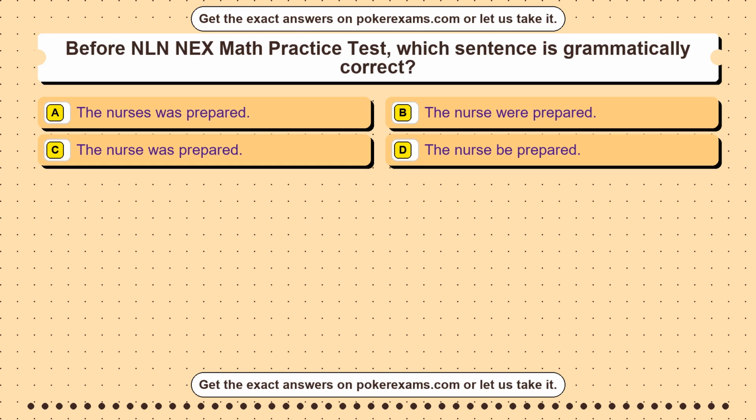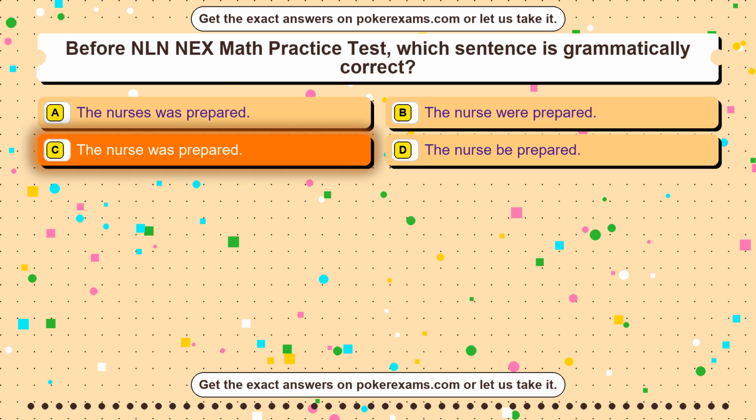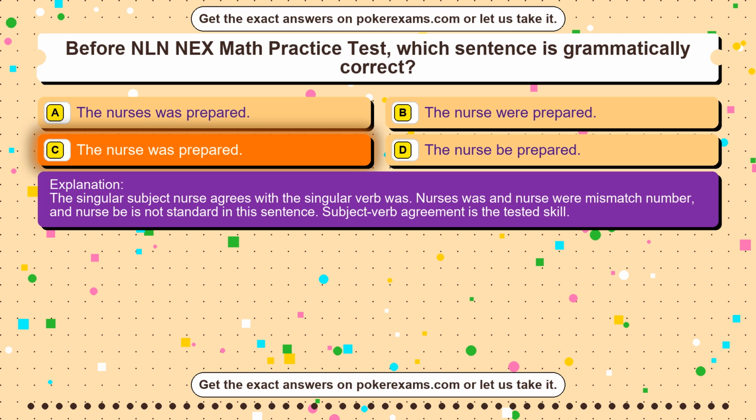Question 45. NLN NEX practice test: which sentence is grammatically correct? Option A. The nurses was prepared. Option B. The nurse were prepared. Option C. The nurse was prepared. Option D. The nurse be prepared. The correct answer is option C. The nurse was prepared. The singular subject nurse agrees with the singular verb was. Nurses was and nurse were mismatch number, and nurse be is not standard in this sentence. Subject-verb agreement is the tested skill.